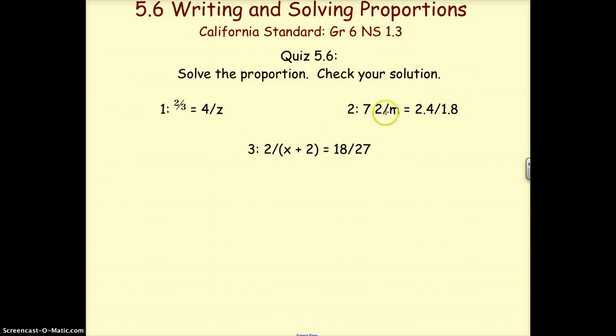As I've told you before, I strongly, strongly, strongly recommend you write your fractions right side up instead of sideways like the computer does. Number 3 does look a little funny. That 2 is over the x plus 2. So the x plus 2 is the denominator, the 2 is the numerator. Again, write your fractions right side up and it'll be nice and easy.